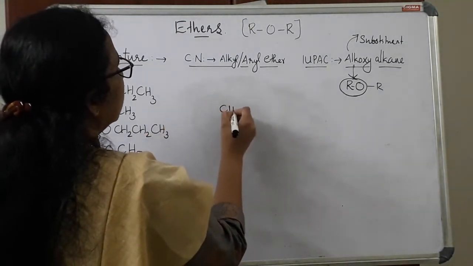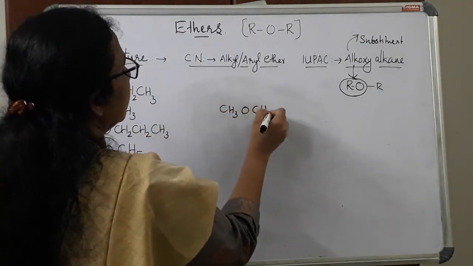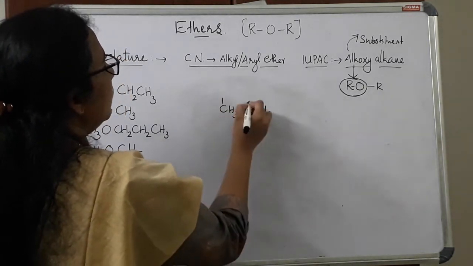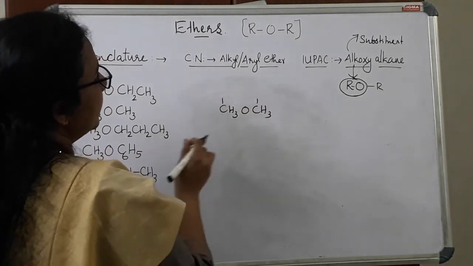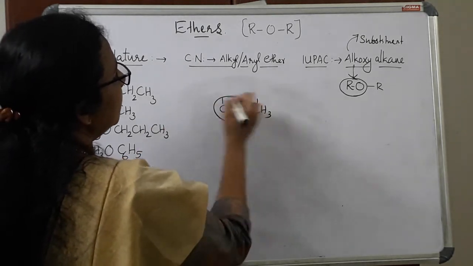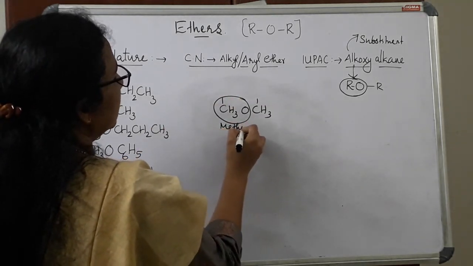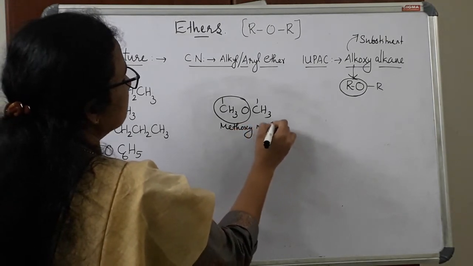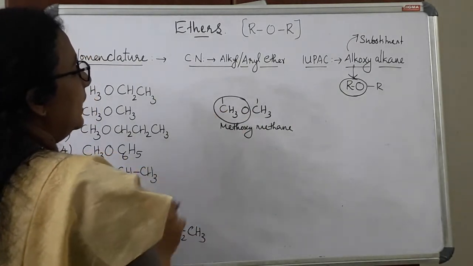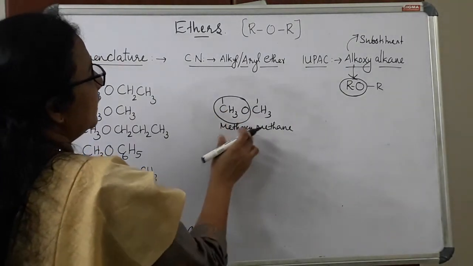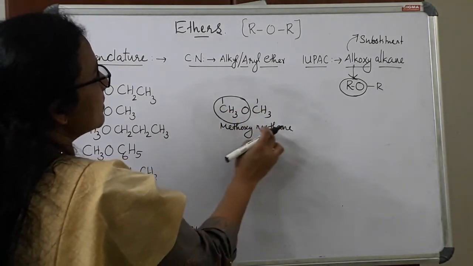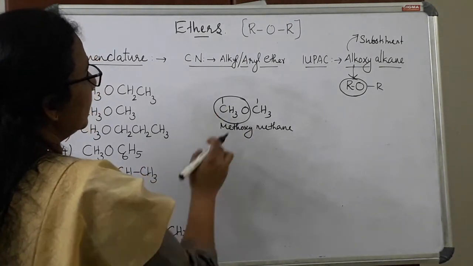Now let us see another compound, CH3OCH3. Both alkyl groups are methyl groups and there is only one carbon atom on both sides. So one should be the methoxy part and the other will be methane. So this will be methoxy methane. Since both have one carbon atom in the alkyl part, anyone can be considered as the methoxy part. So it will be methoxy and methane. So alkoxy alkane, this is the name of this particular compound.